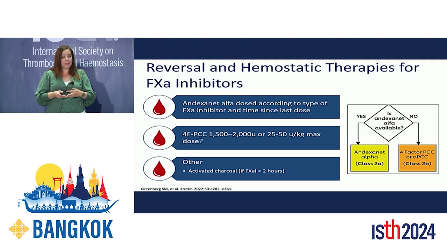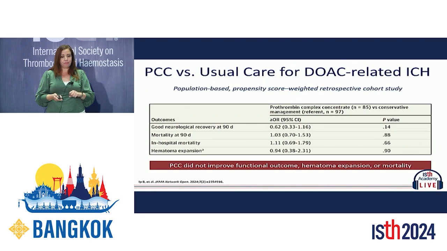Another treatment that's been used, I'm sure, in many of your settings is 4-factor PCC. Again, uncertain what the optimal dosing strategy is. Many settings use 1,500 to 2,000 units, or alternatively a weight-based strategy of 25 to 50 units per kilogram. Unsure if we should be using a max dose. In the product monograph for warfarin, at least in our country, for our agents, there's a maximum dose recommended of 3,000 units, but that might be dependent upon the products that are available to you.